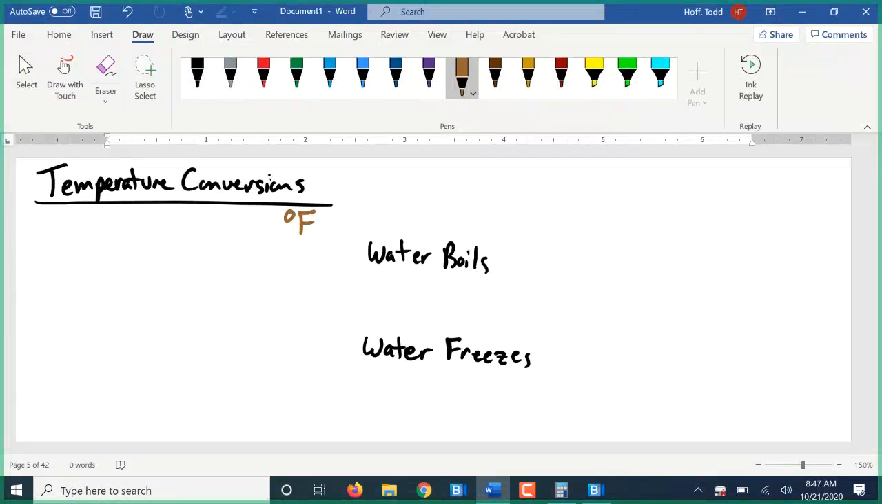But in the Fahrenheit scale, what temperature does water freeze at? Somebody be brave and yell it out. 32 degrees. 32 degrees Fahrenheit. Good. Does anybody know what temperature water boils at? When I was in school, we used to have to memorize this one, but I found fewer and fewer students actually know this one anymore. Actually, 212 degrees Fahrenheit is the boiling point of water.